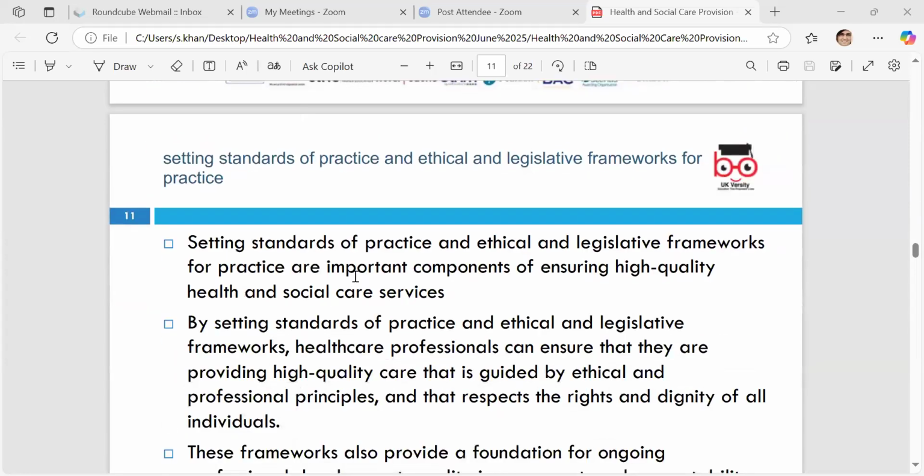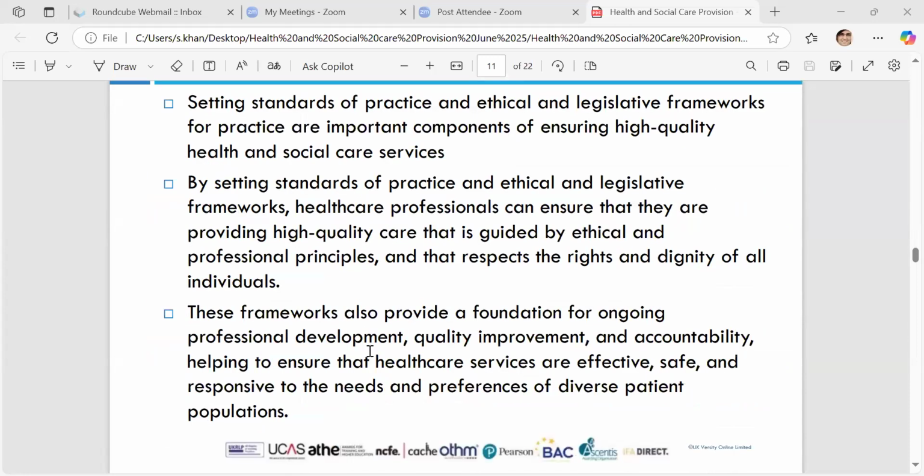So the next one is setting standards of practice and ethical legislation frameworks. Setting standards and ethical frameworks is very important for ensuring safe, effective, and ethical conduct within any profession in health and social care. By setting these standards, they provide a foundation for professional behaviour. How you behave is really important, outlining expectations for conduct, performance, and decision making. And they ensure accountability, so that both the public and individuals receive good services.